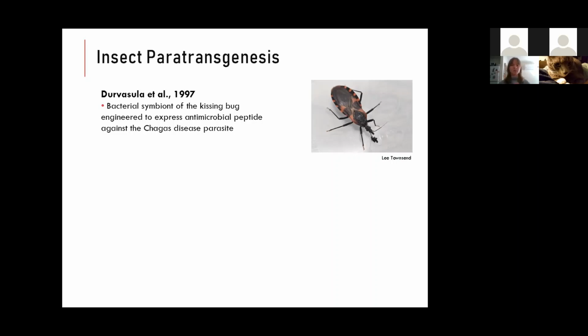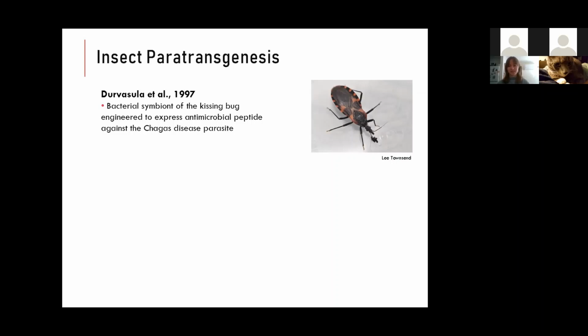insect. One of the first cases where this was performed was back in 1997 by De Rossela's group. They engineered a bacterial symbiont from the kissing bug to express antimicrobial peptides that killed off the parasite that these bugs carry that causes Chagas disease. A lot of examples of paratransgenesis fall into a similar category. They're trying to control some sort of vector for human disease or some sort of agricultural pest. That's been done over the years, kind of sporadically. It depends on the insect and how easy it is to manipulate the symbiont that actually lives inside of it.